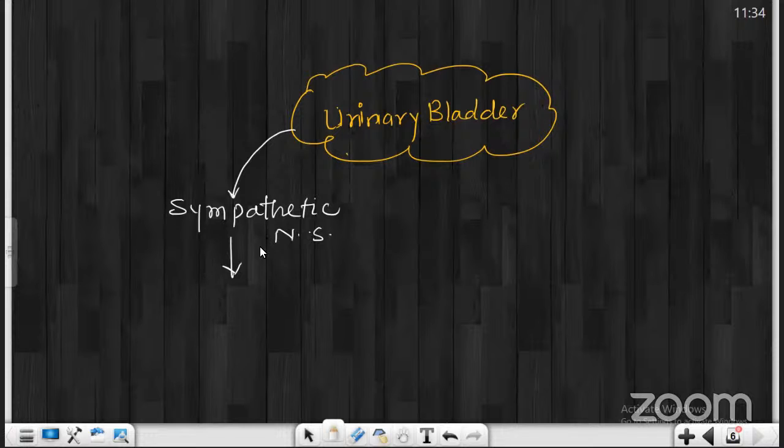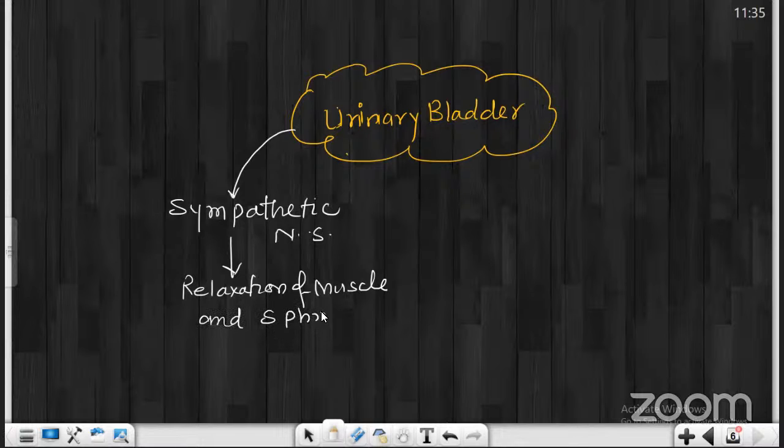So what will be the effect on it? Simply, we can say relaxation of muscles takes place. We are talking about smooth muscles of the urinary bladder, right? And sphincters are constricted. So what is its effect on the urine output? What will be the condition of urine? Is it increased, decreased, or what happens?